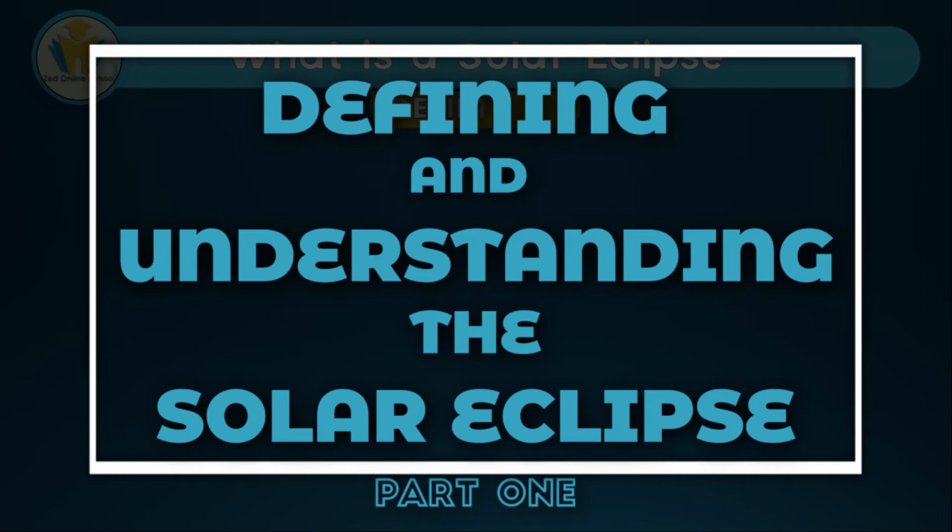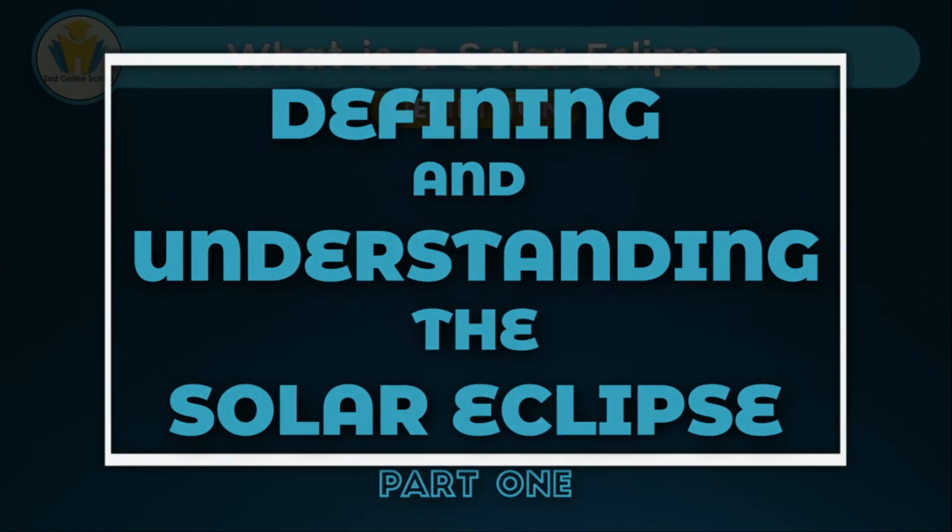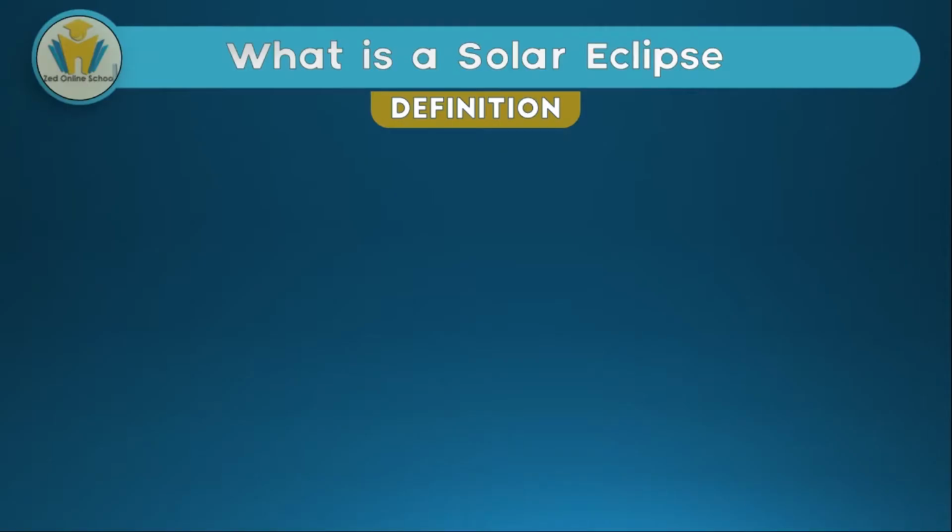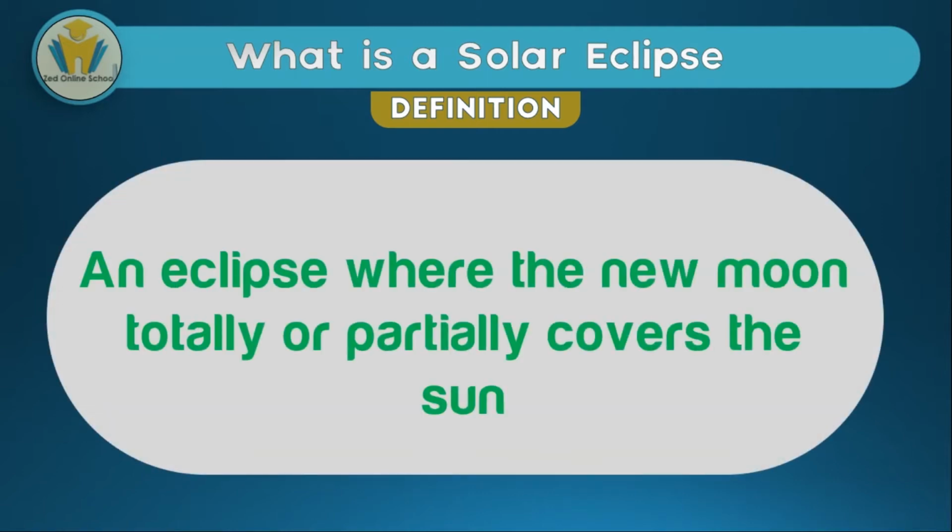Like you already know, we're going to be starting with looking at a solar eclipse. A solar eclipse is just that eclipse where we have a new moon in front of the earth and obstructing the sun. So we can define it as an eclipse where the new moon totally or partially covers the sun.